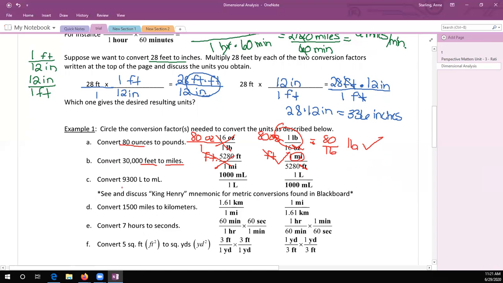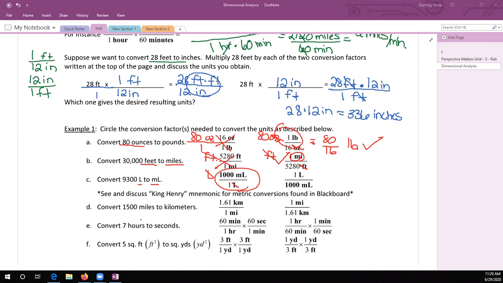All right, so pause for a second and try a few. If I want liters to milliliters, I'm going to put my liters here. Those would cancel, which is exactly what I want. So that would give me the answer that I'm looking for. Okay, so that's our one that does that.